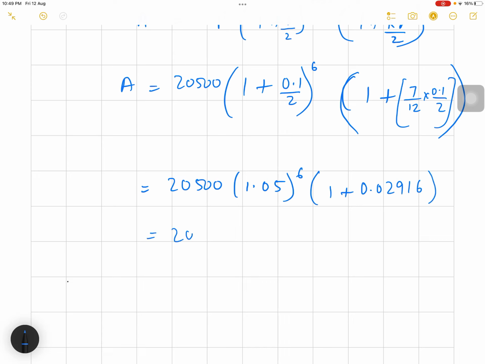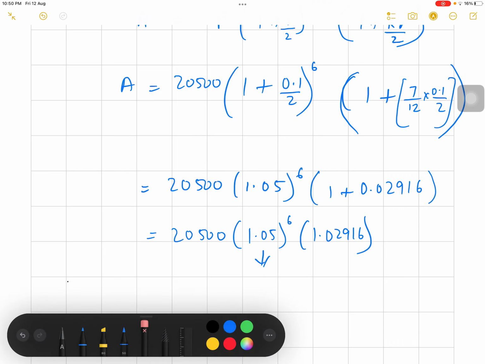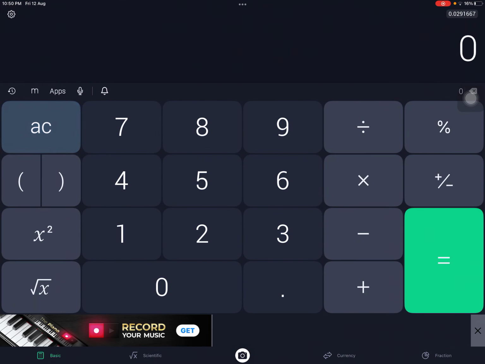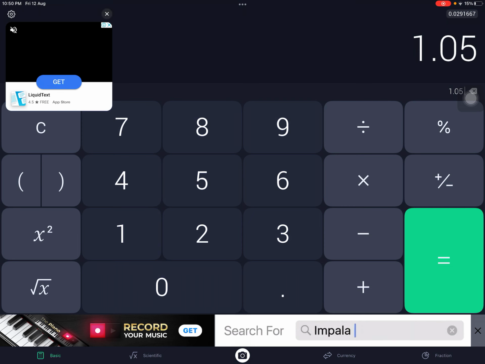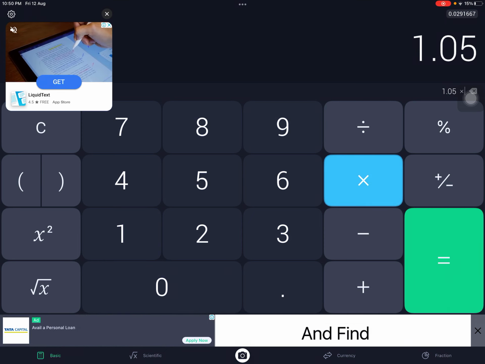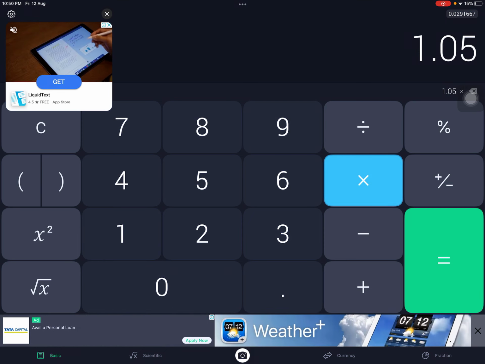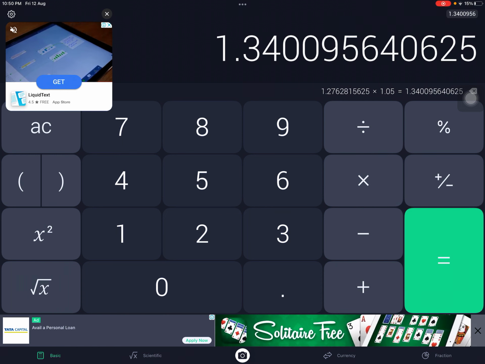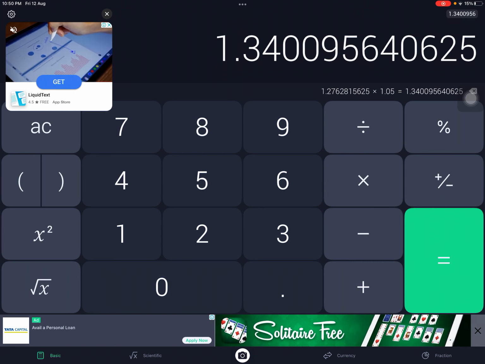Okay, so which is 20,500 into 1.05 raised to 6, 1.02916. Now let's calculate this bracket first. 1.05 raised to 6. So into and is equal to 5 times: 1, 2, 3, 4, 5. Okay. So it comes to 1.3401.